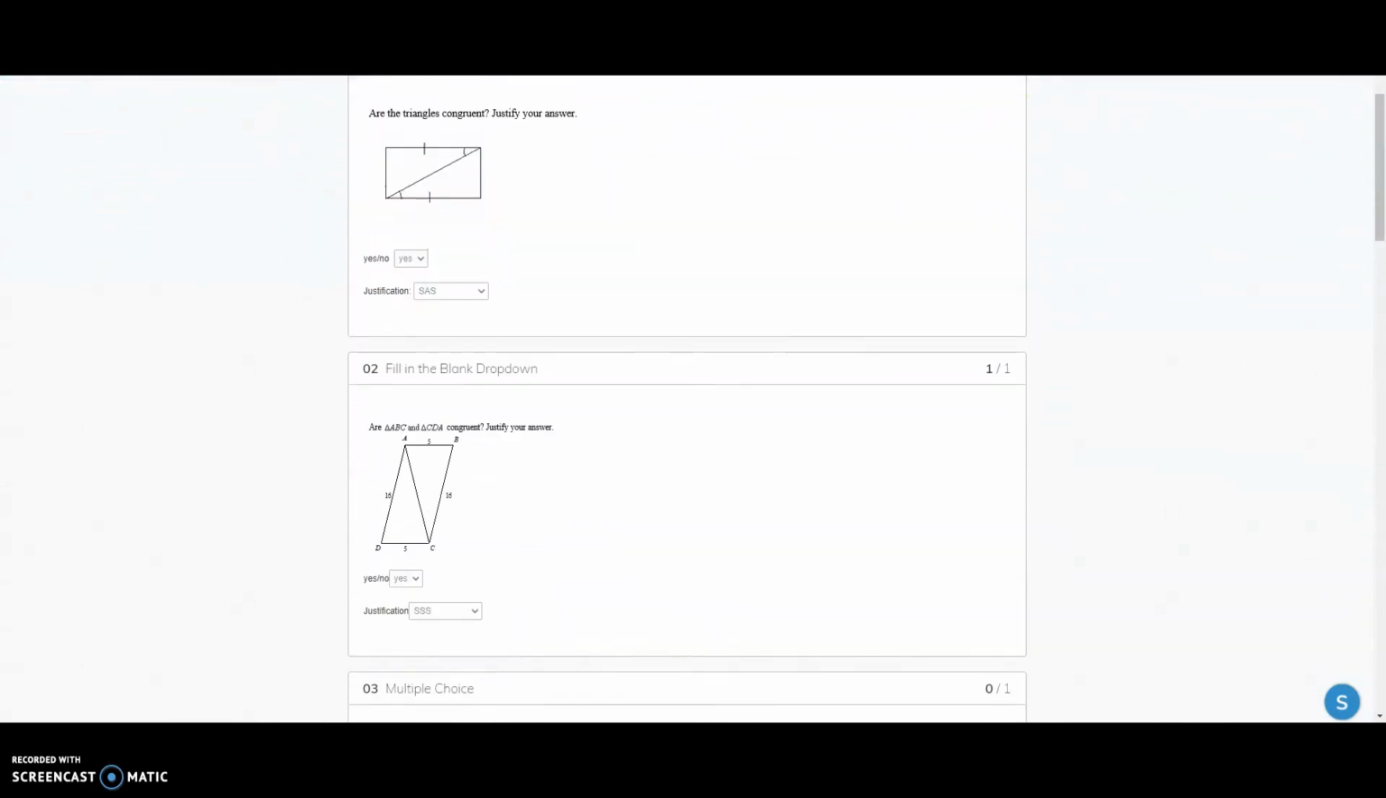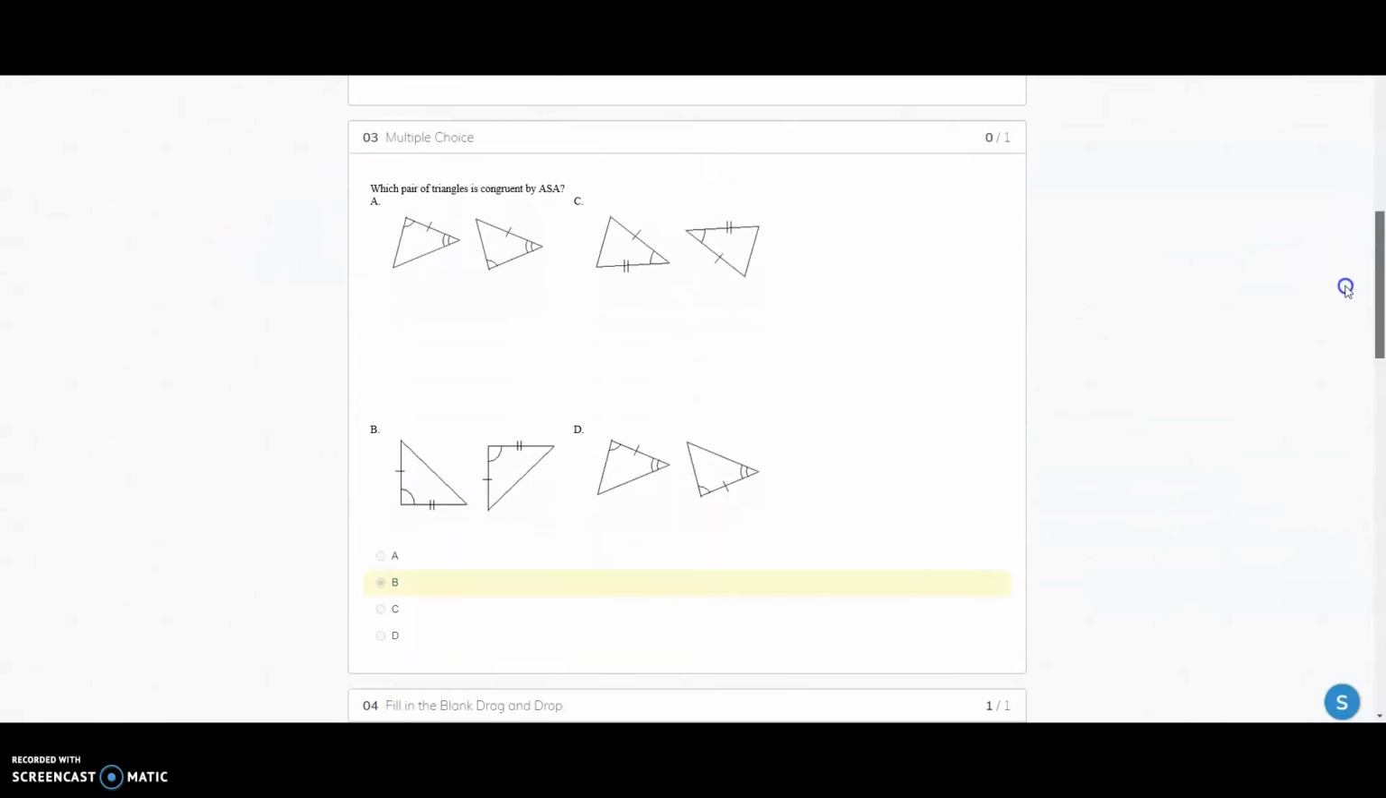So if you see a 1 out of 1, that means you got it right. And then if I drop down here, like this one right here, number 3, 0 out of 1, which means that this person got this problem wrong.